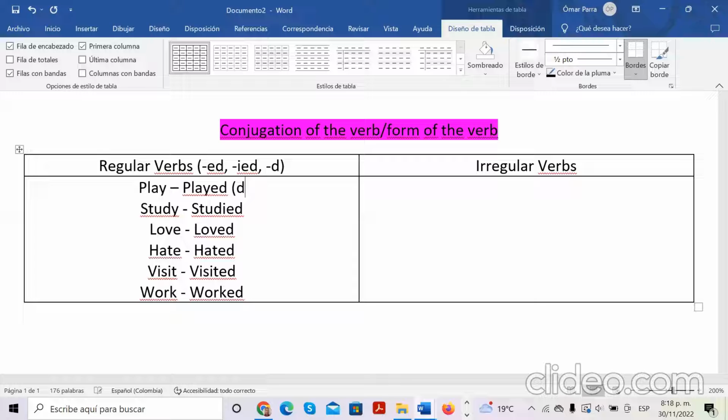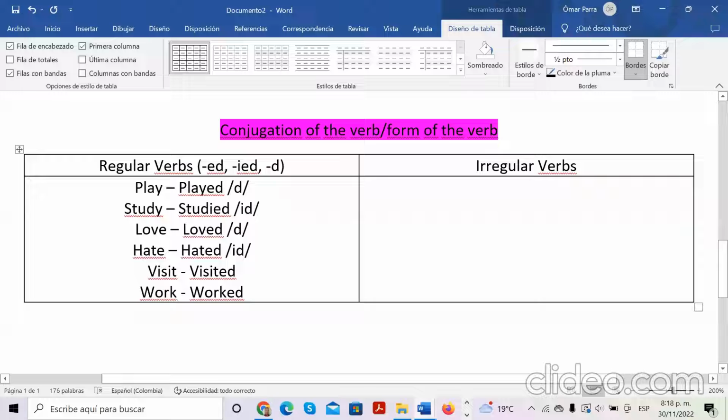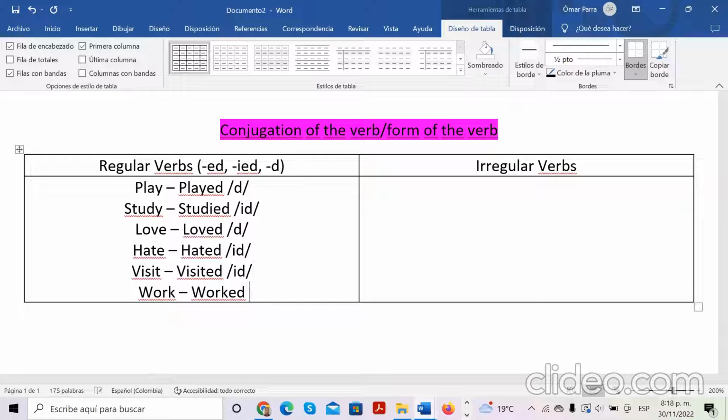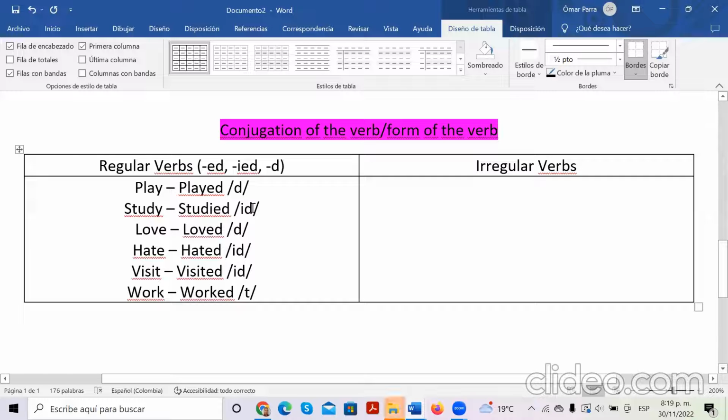The final d sound, the final id sound, and the final t sound, okay? Which is the case for the last verb. So play would be played, the final d. Study would be studied, final d. Love would be final d, loved. Hate would be hated, final id.